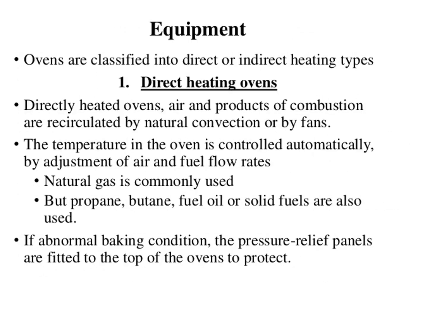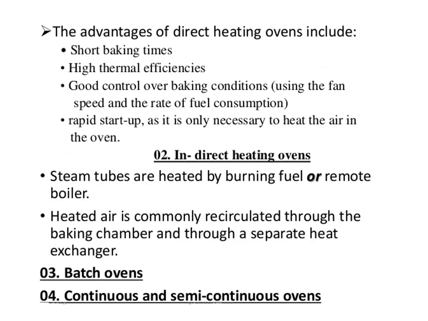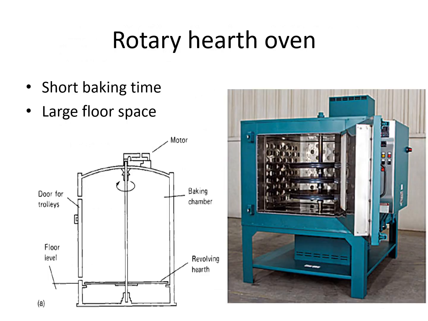Equipment used for baking: direct heating ovens, where directly heated air and products of combustion are recirculated by natural convection or by fan. Natural gas is commonly used. The advantages are short baking time, high thermal efficiency, good control over baking conditions, and rapid startup. In indirect heating ovens, steam tubes are used as the heating medium. Apart from this, we have batch oven, continuous and semi-continuous oven, and rotary hearth oven.